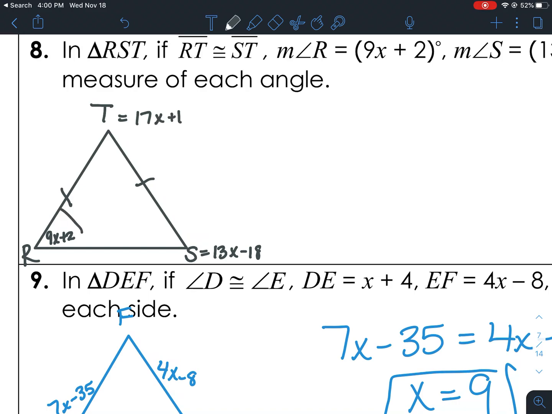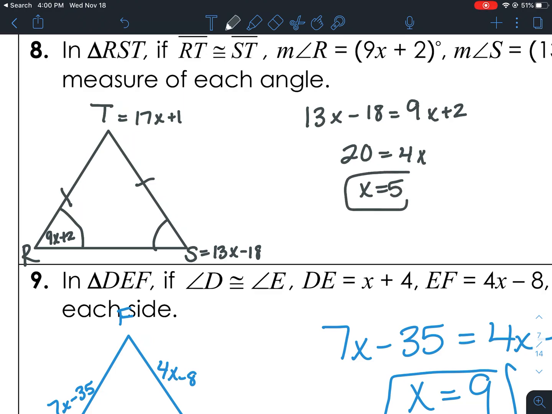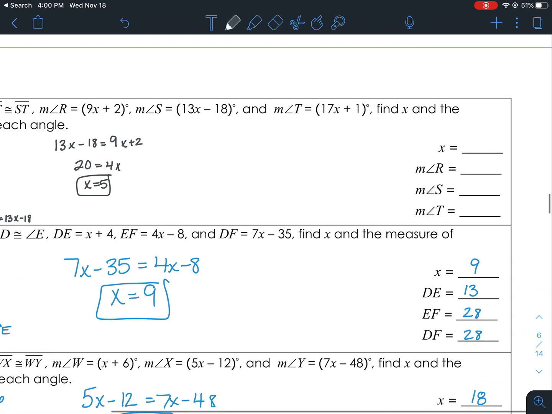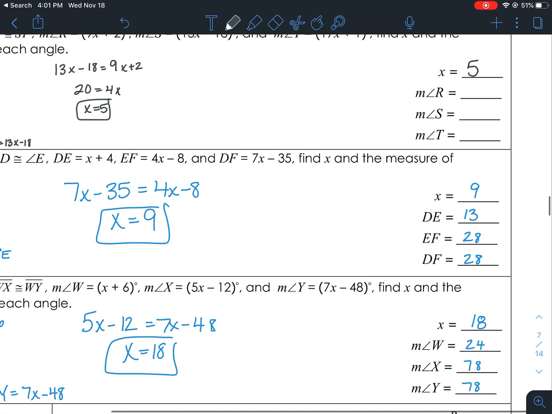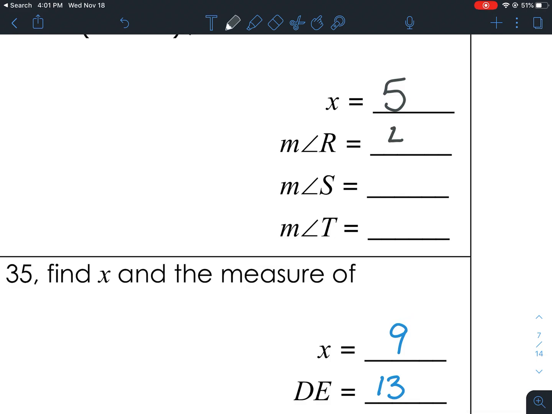So because my two legs are equal, that means my two base angles are equal. So I'm going to set that up as 13x minus 18 is equal to 9x plus 2. Okay, when I solve that, I'm going to move my x's over. So that gives me 20 equals 4x. Divide by 4. So I get x equals 5. Now I have to take that 5 and plug it in everywhere I see an x. So that means R is going to be 47. We said our two base angles were equal, which means S is also 47. And T is going to be 86.